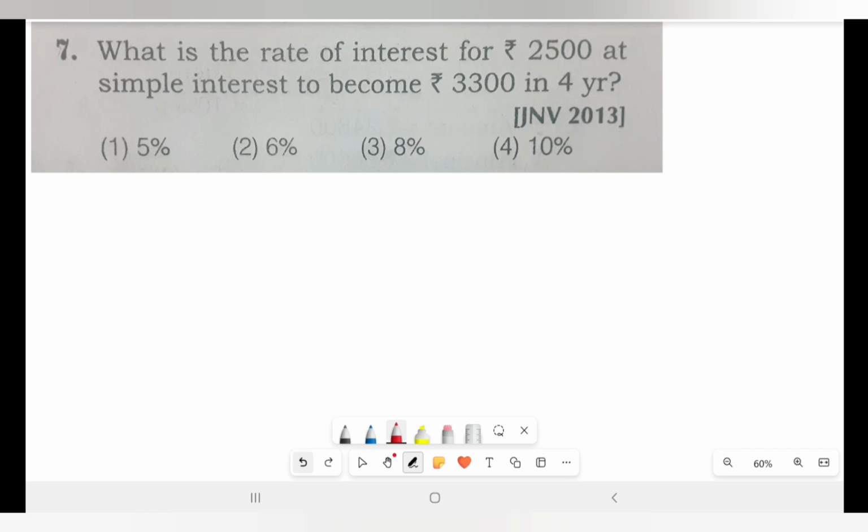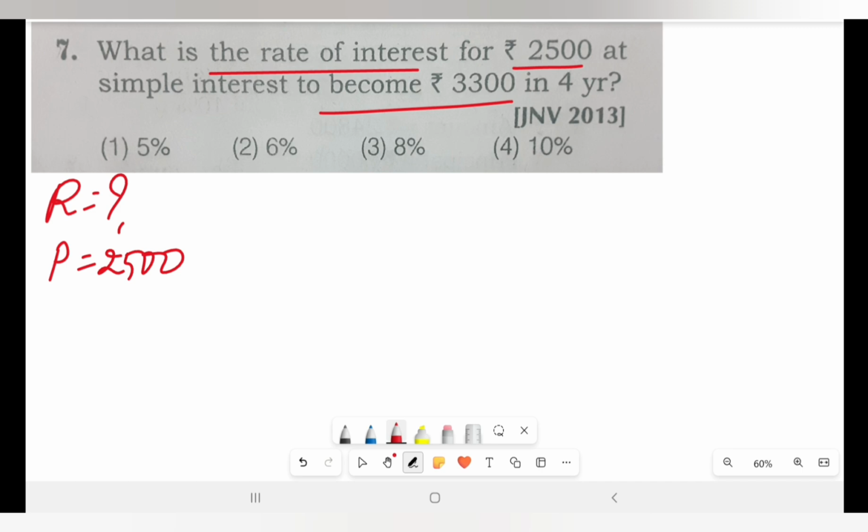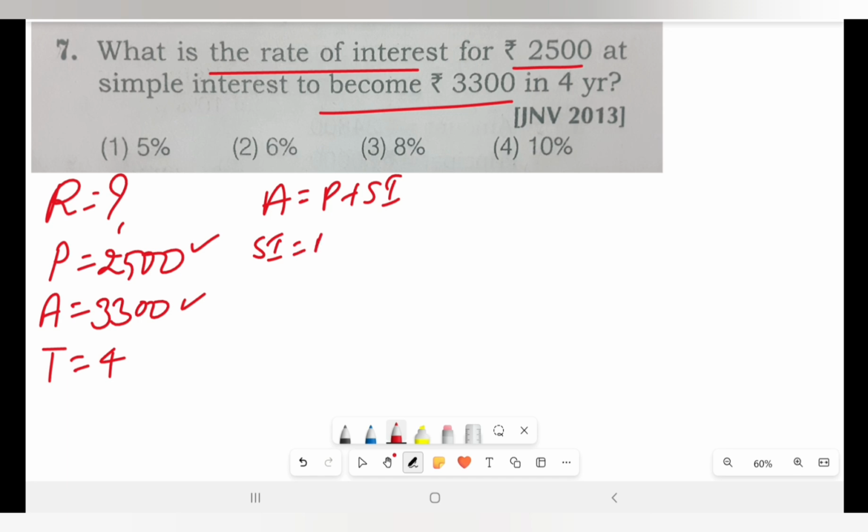Hello everyone, in this question we have been asked to find out the rate of interest, that is the R value. Okay, so the amount 2500, that is the initial amount, is called the principal amount, at simple interest to become 3300. Okay, so the final amount is 3300, that is amount is equal to 3300 in 4 years, that is T is equal to 4 years. You know the relation between principal and amount, that is amount is equal to principal plus simple interest. Alright, so therefore simple interest is equal to amount minus principal. So amount is 3300 minus principal is 2500.